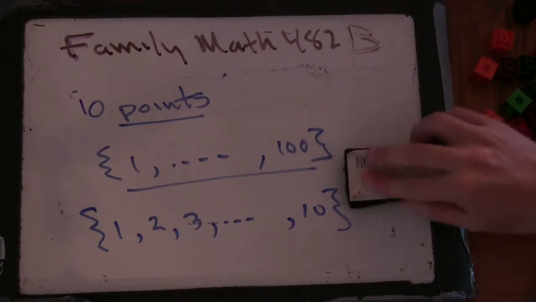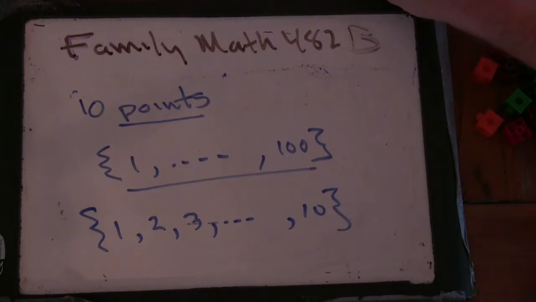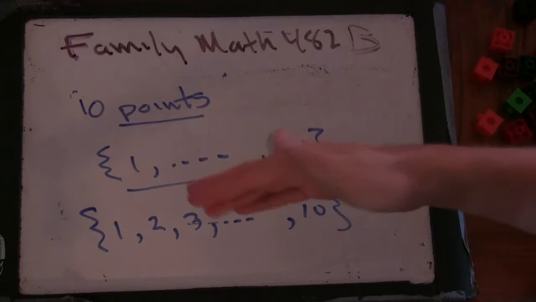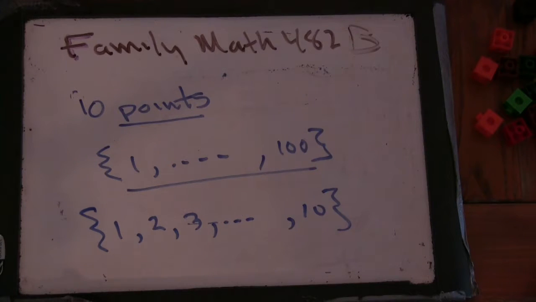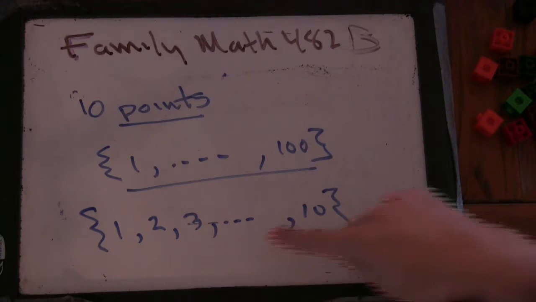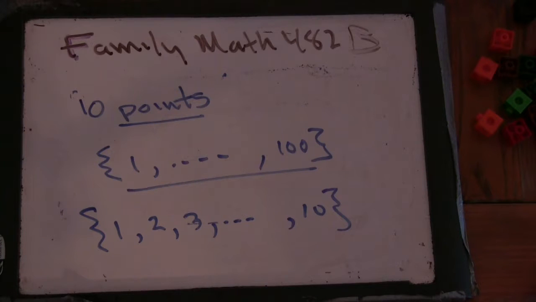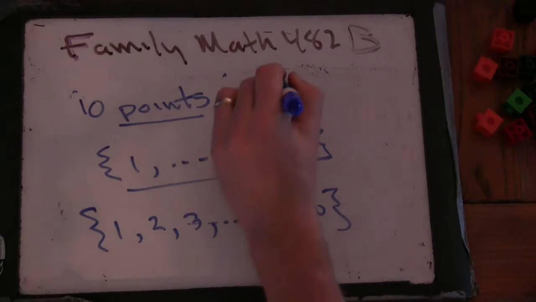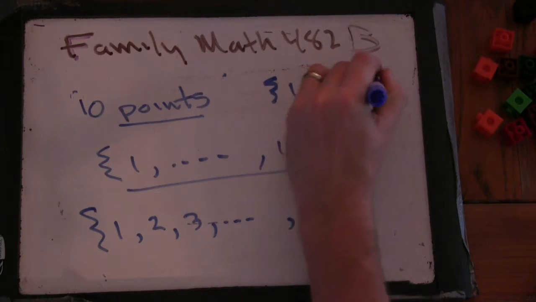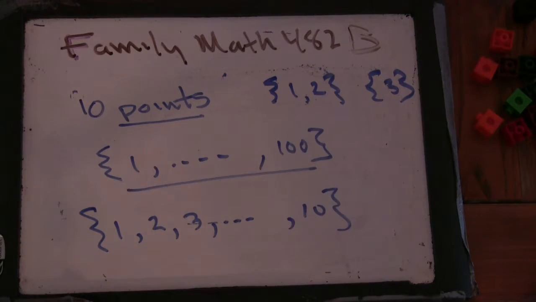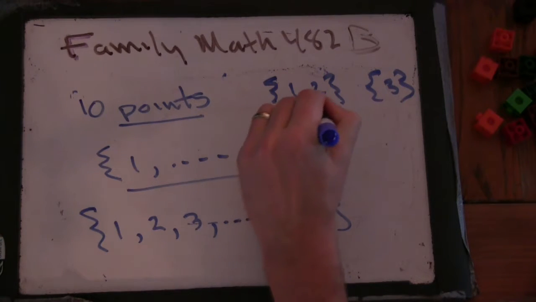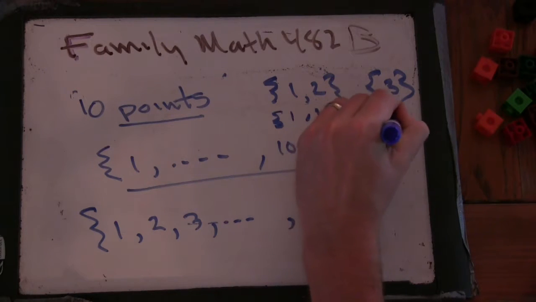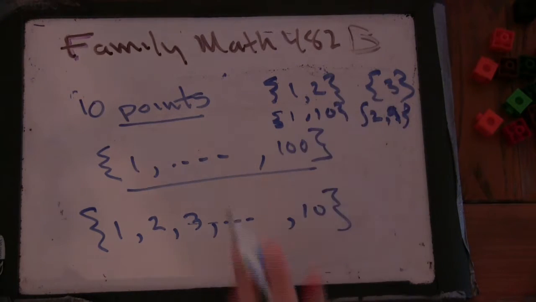What are the disjoint subsets? 2 subsets of this that have no elements in common, but they have the same sum. 1 and 2, and 3. Great, so I could pick 1 and 2, and 3. That's one example. Can you give me a different example? You could do 1 and 10, and 2 and 9. Yeah, 1 and 10, 2 and 9. That works real well.